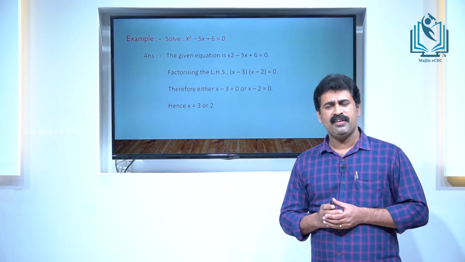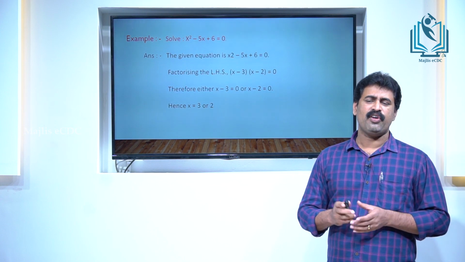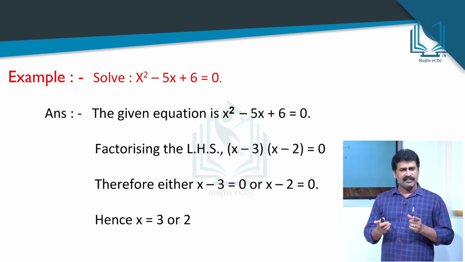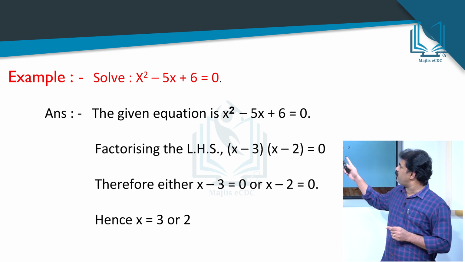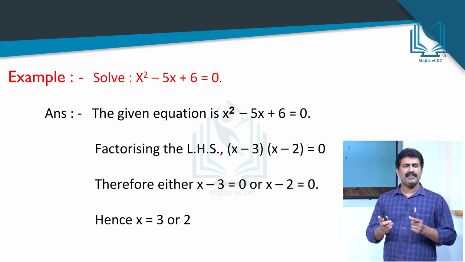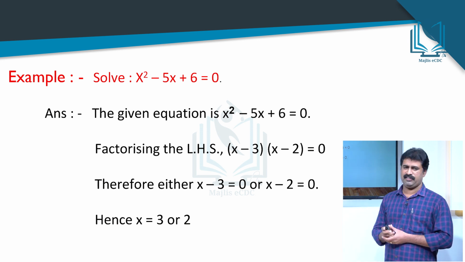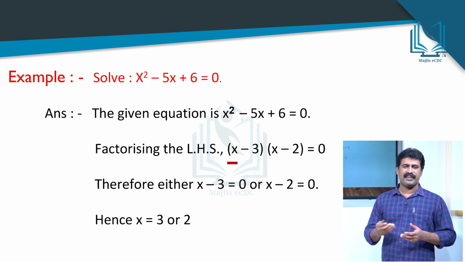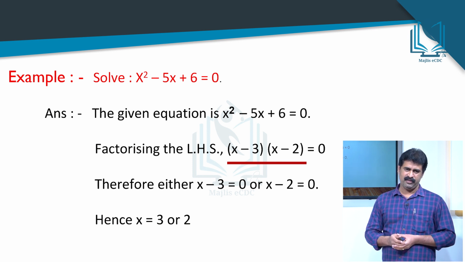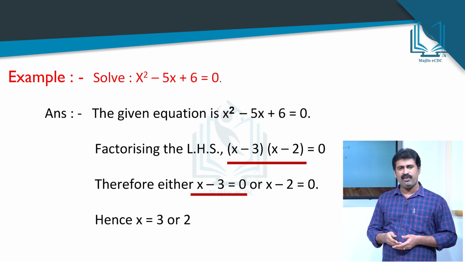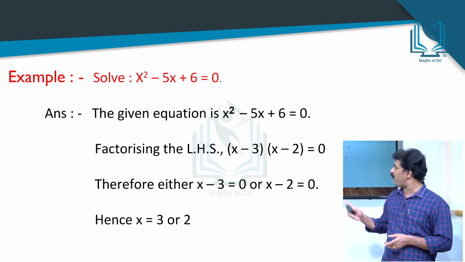Actually, how will we get the factors? So, first, we have to find the two numbers such that adding these two numbers, we will get the coefficient of x, that means here minus 5. And multiplying the same numbers, we will get the constant 6. So, here the numbers are minus 3, minus 2. So, the factors are x minus 3, x minus 2. So, we have x minus 3 into x minus 2 equals 0. Then either x minus 3 equals 0 or x minus 2 equals 0. From this we have x equals 3 or x equals 2.